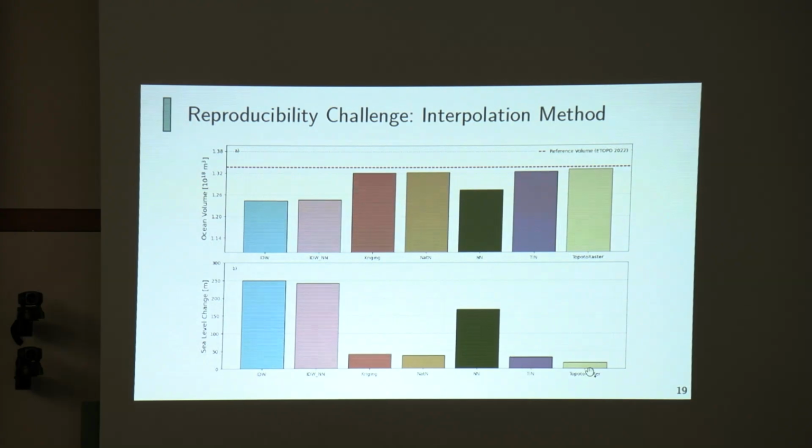And TIN is again the second best after the topo to raster, but still almost 50 meters of sea level that you need to add. So it's a very, very high uncertainty that we're able to quantify here.